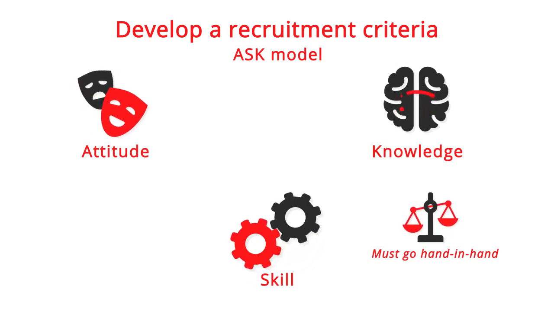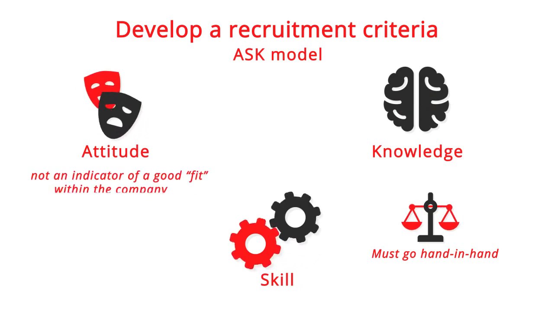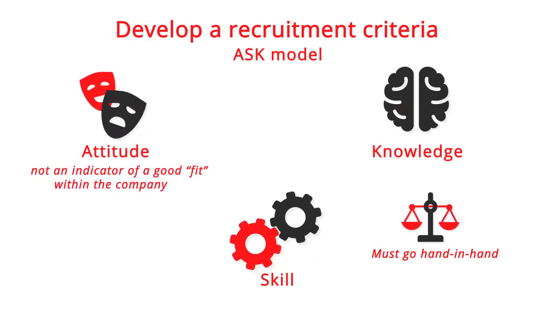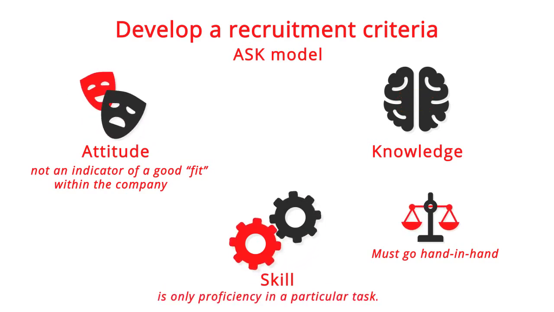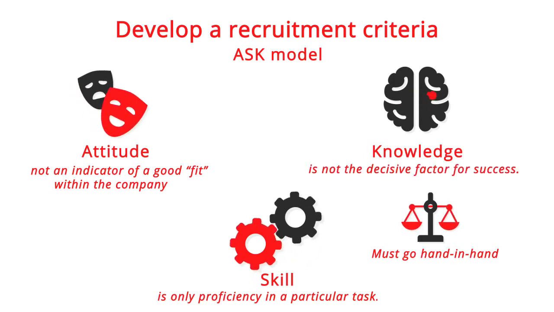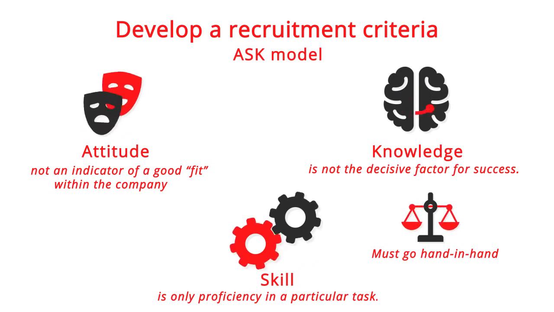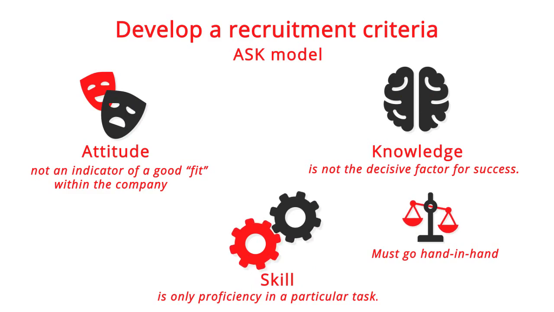Because each one separately, for instance, attitude, is not an indicator of a good fit within the company. Skill is only proficiency in a particular task. And knowledge is not the decisive factor for success. Each job within your company will require a different set of attitudes, skills, and knowledge. And it is these attitudes and skills that define the employee or candidate's ideal behavior. So, under the ASK model, there are 3 components that form competency: the attitude, the skill, and the knowledge.